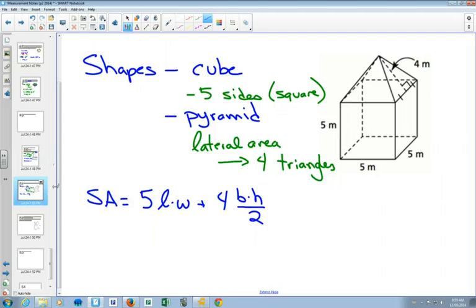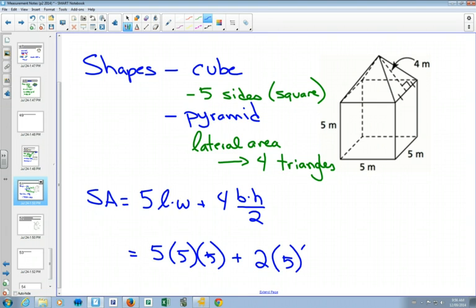So when we plug things in, we're going to have 5 times 5 times 5 plus... Are you okay if I do this right away? 4 divided by 2 is 2. So I'm going to put a 2 there instead of the 4 divided by 2. The base is still 5, and the height of our triangle is 4.